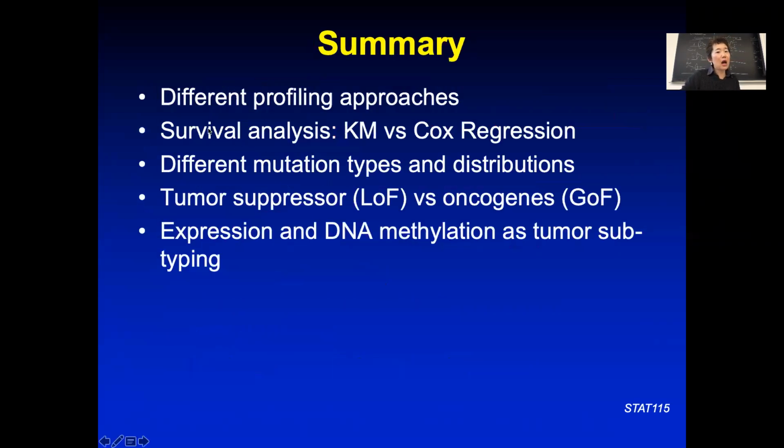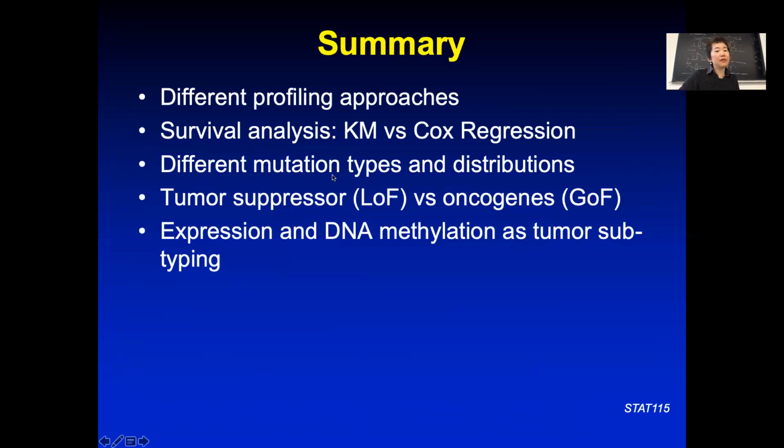So in summary, there are many different profiling approaches that are used by the TCGA and other cancer profiling consortia. People are starting to look at different subtypes. It could be based on mutations, could be based on expression or protein level. Later on, we will also explain that you can look at the different subtypes based on DNA methylation. And interestingly, some of these DNA methylation subtypes also co-occur with some mutations as well.